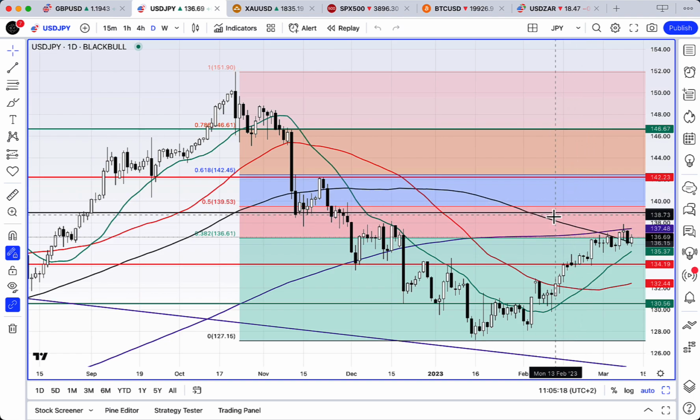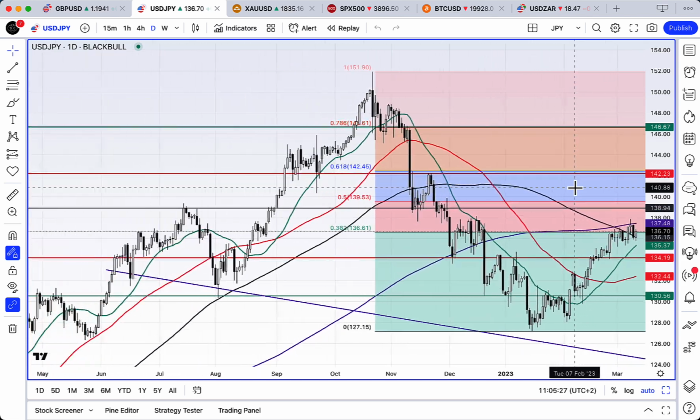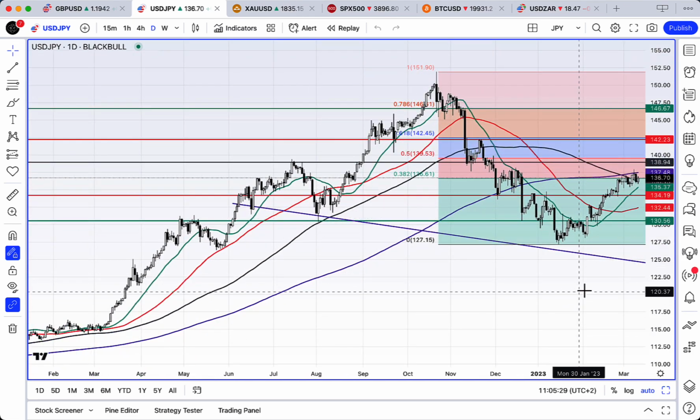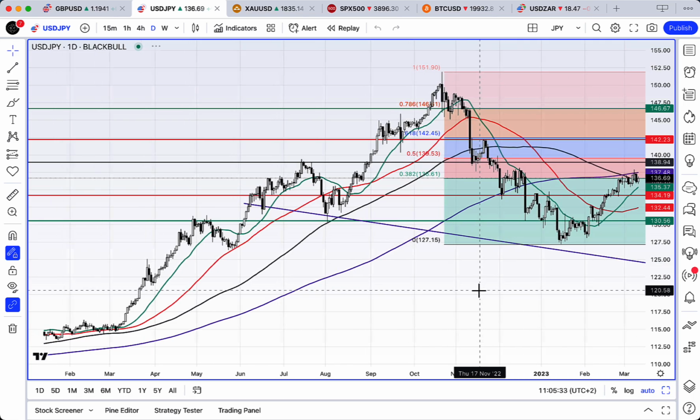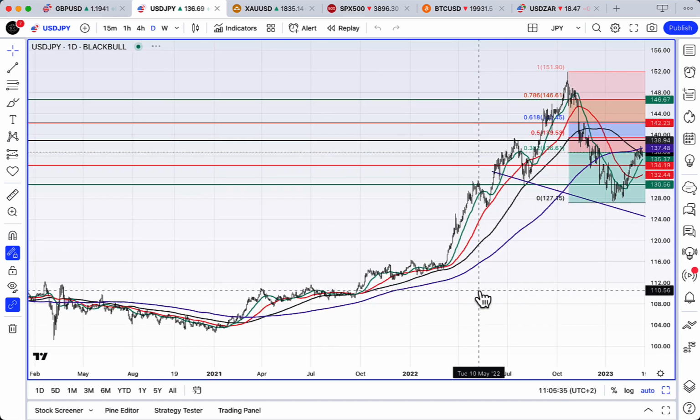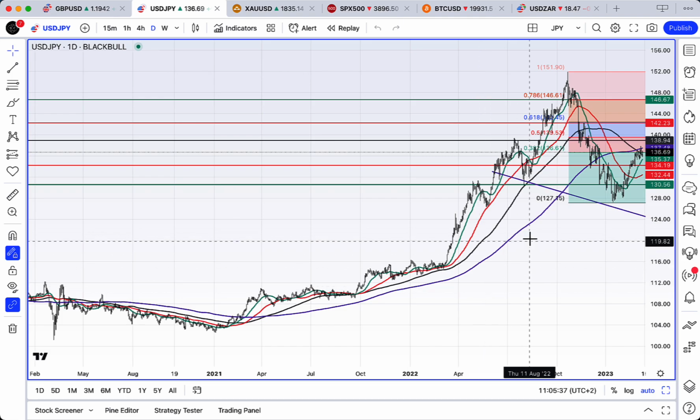But overall, whilst we're beneath 138.90 or 140, this area up the top here, I expect that we'll see some more downward movement on the dollar yen, and we should get back down towards this trend line at around 125. The median price once again for dollar yen is around 120 to 125, and we'd expect to move back down into that zone at some stage in the future.